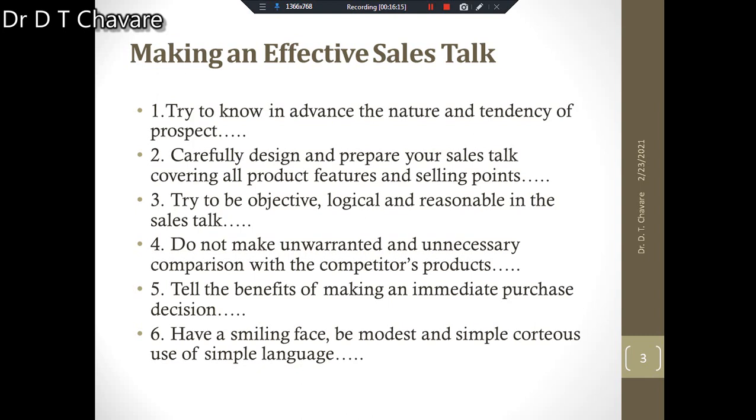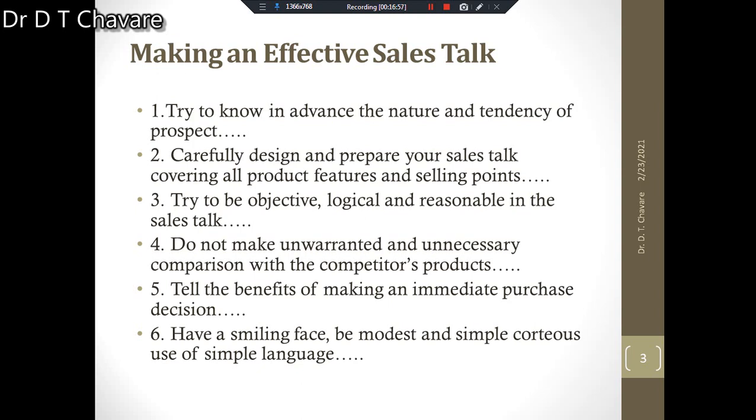What are those suggestions? First, try to know in advance the nature and tendency of your prospect and the type of customer, whether he is with enough experience. This you can guess in the first few opening lines of the dialogue. Your guess and judgment should be proper, and that's why you should try in advance to know the nature and tendency of the prospect. Then carefully design and prepare your sales talk. That is also very essential.